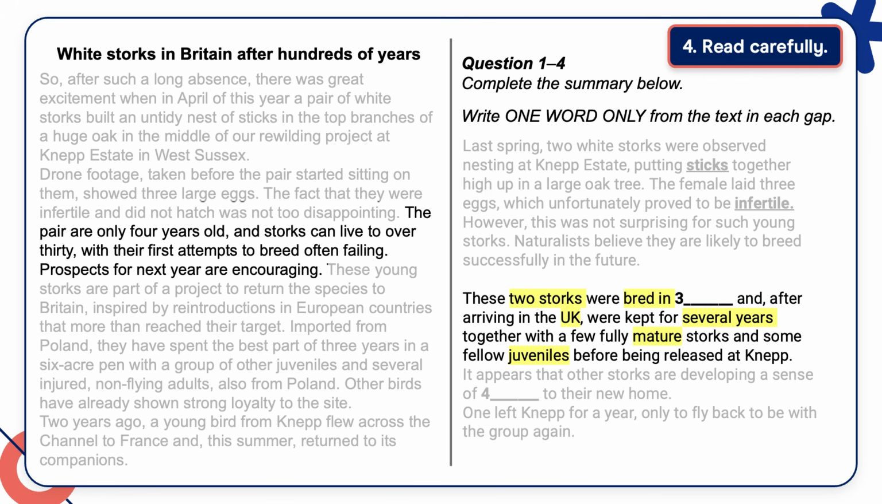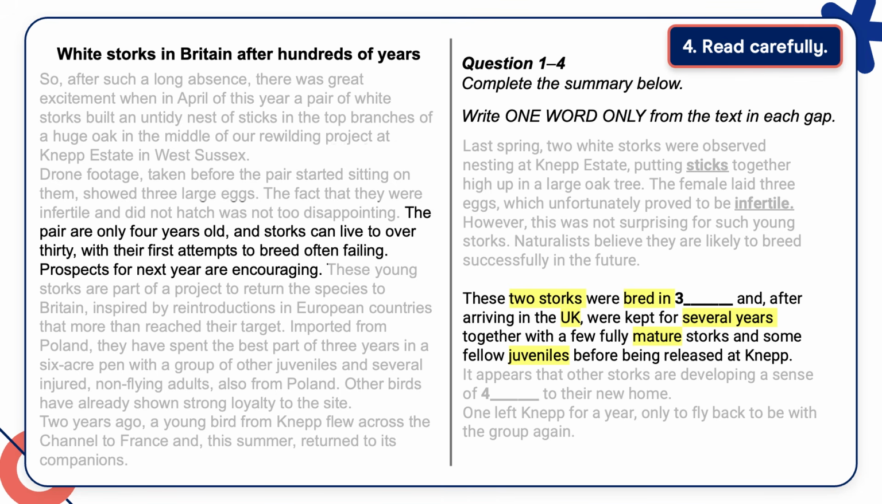Here's the next part of the text. The pair are only 4 years old, and storks can live to over 30, with their first attempts to breed often failing. Prospects for next year are encouraging. There doesn't seem to be many keywords here other than breed, which is similar to bred. These sentences are talking about the age and lifespan of storks, not about where the storks were bred.